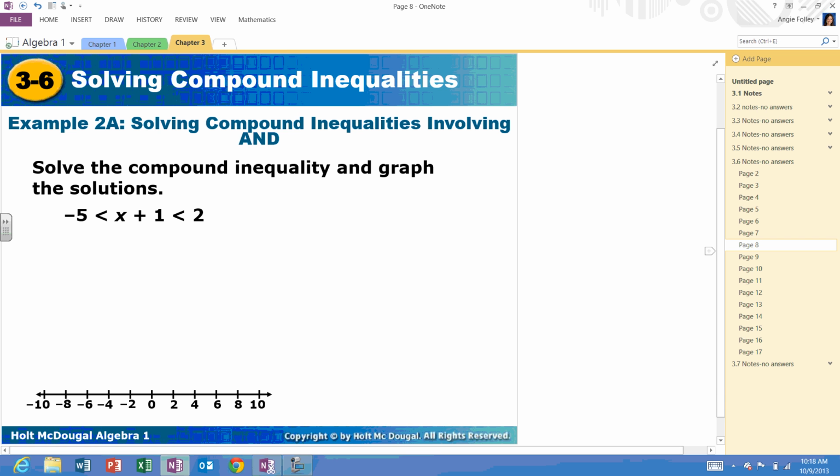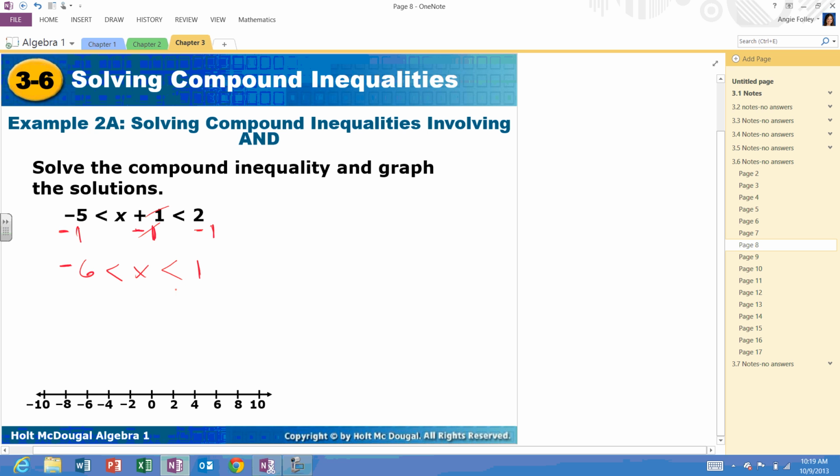All right, so let's try this. We're going to solve the compound inequality and then graph it. We've got three sections. We need to get x by itself. So I need to get rid of this 1 right here, and the inverse operation is to subtract 1. If I subtract 1 from this section, I have to do it to all parts of the inequality. So make sure that you are aware of that. Then I'm going to get negative 6 is less than x, because this cancels, which is less than 2 minus 1, which is 1. Okay, so my two endpoints are 1 and negative 6.